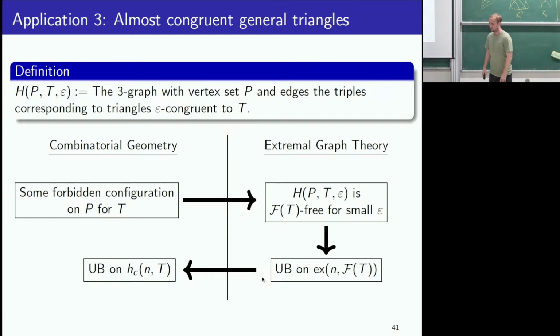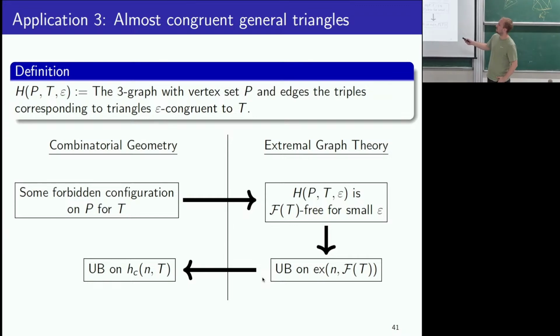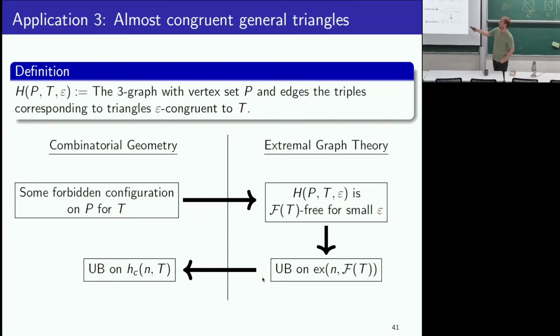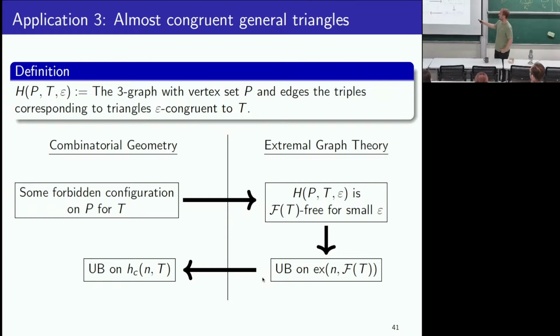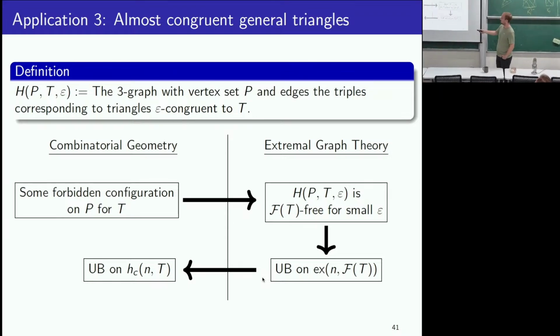Okay, here's the strategy which comes to mind, what we would like to attempt. Ideally, the hope is we construct an auxiliary graph where the edges are going to be the triangles almost congruent to the given one. We would like to find some small point configuration which is not possible, and translate this information into the statement that the auxiliary graph doesn't contain some family of hypergraphs. Then hopefully we can invoke an upper bound on the extremal function and translate it back. So that's the hope.